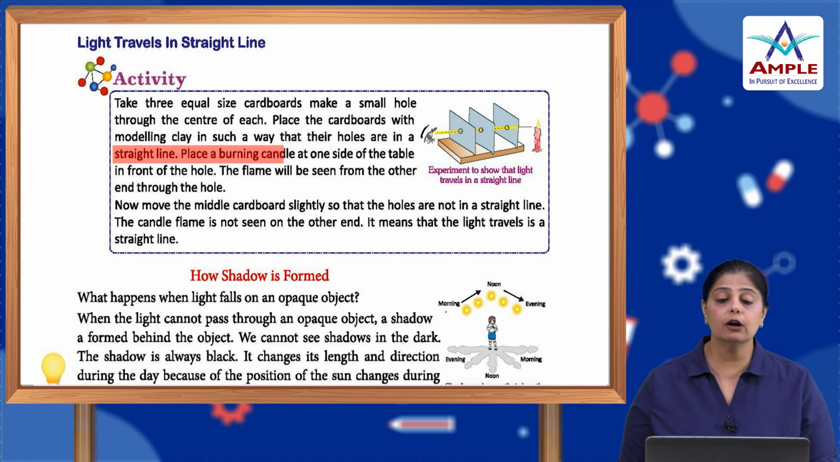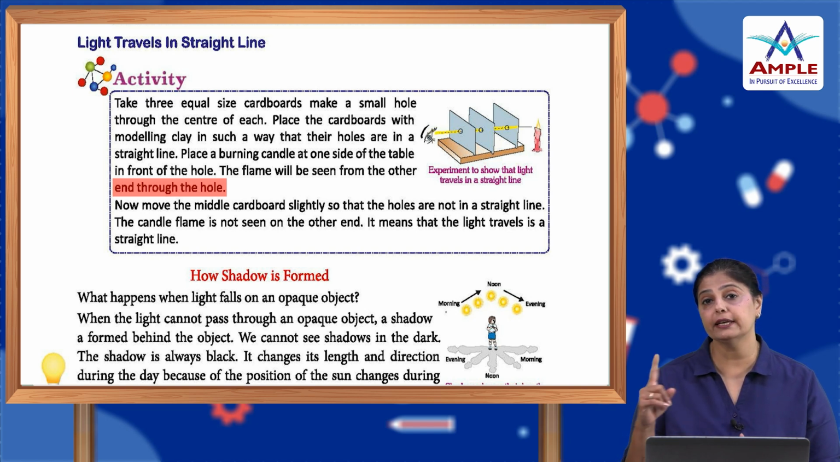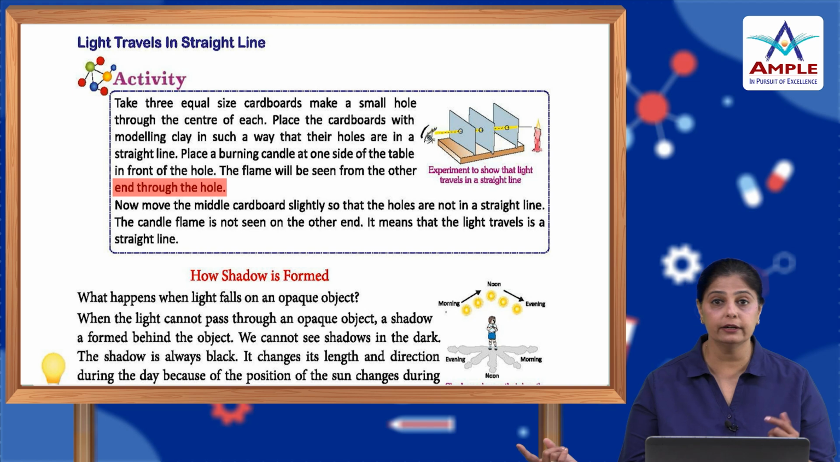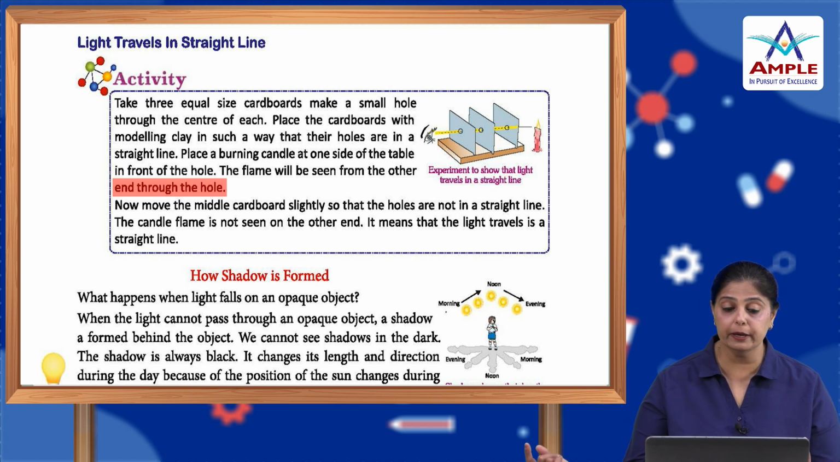Now place a burning candle at one side of the table in front of the hole. The flame will be seen from the other end through the hole. So if you keep the burning candle on the other side and peep through the hole, you will be able to see the burning flame.